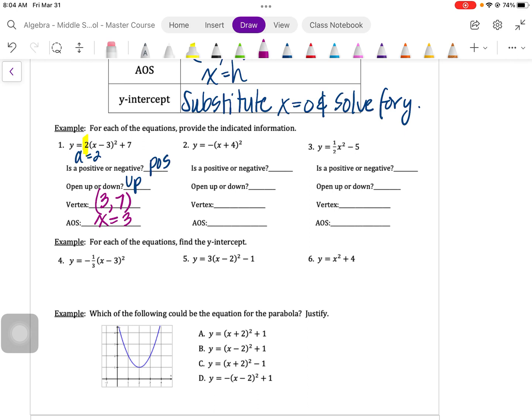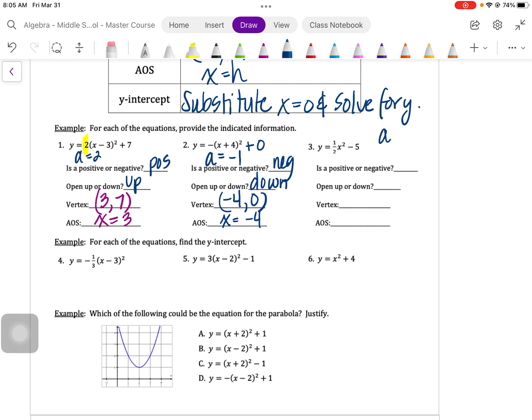All right, in number 2, the value of a is -1. So therefore, this is a negative value. Our graph is going to open down. And remember, we can also call that a reflection of the parent function. My vertex is at (-4, 0), because remember here I'm technically adding 0 for k. So it's at (-4, 0). And again, the value of h is the opposite of what you see inside of the parentheses. Okay, my axis of symmetry is just that value of h: x = -4.